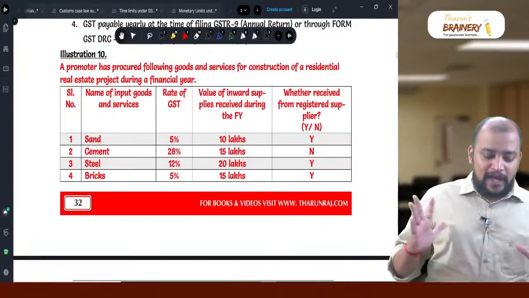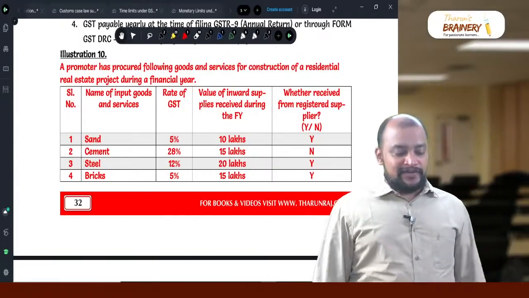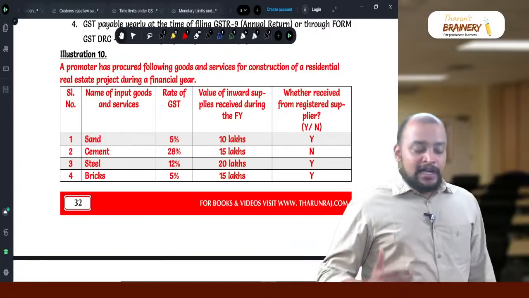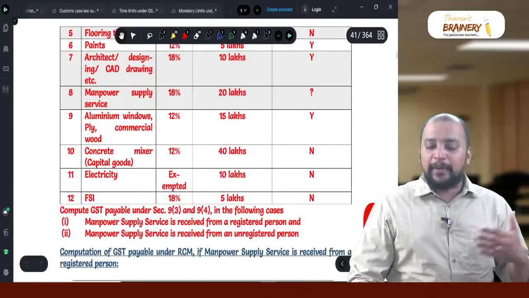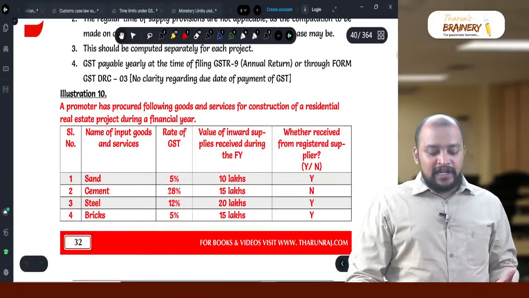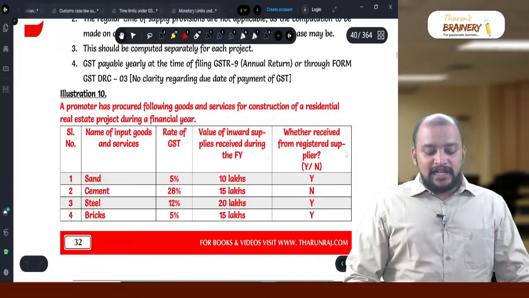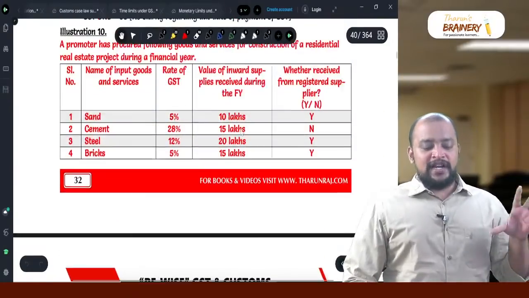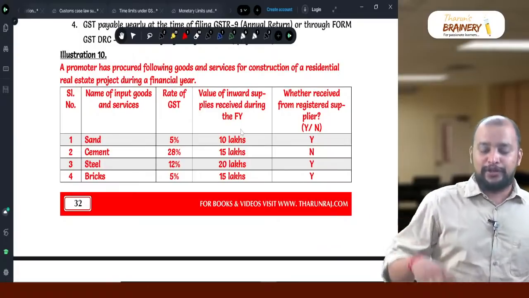Say for example, you have a look into this question. A promoter has procured following goods or services for construction of a residential real estate project during a financial year. So name of the inputs and input services. So various inputs and input services are there. Capital goods is also there, and different rate of GST is there. Value of inward supply received during the financial year is there. Whether received from a registered supplier or not, we need to see. Now suppose if you get a question like this, see this is an untapped area, that's why it may come into the exam. So I just wanted to discuss this.